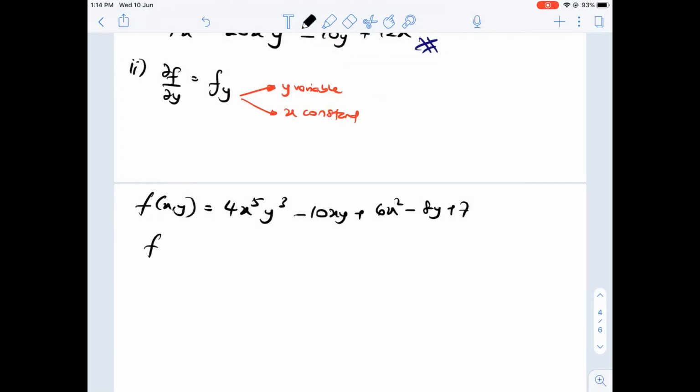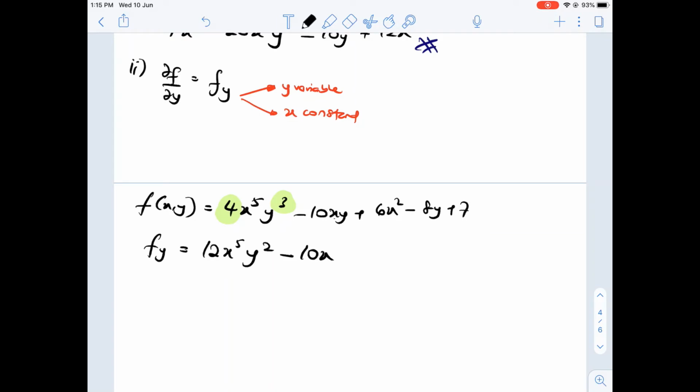So fy, differentiate with respect to y. The power of y here should be multiplied with 4, so we have 3 times 4, 12. x to the power of 5 is just a constant, so we just copy it down here, but y becomes to the power of 2, because 3 minus 1 is 2. Next, negative 10xy, differentiated with respect to y, we get negative 10x.